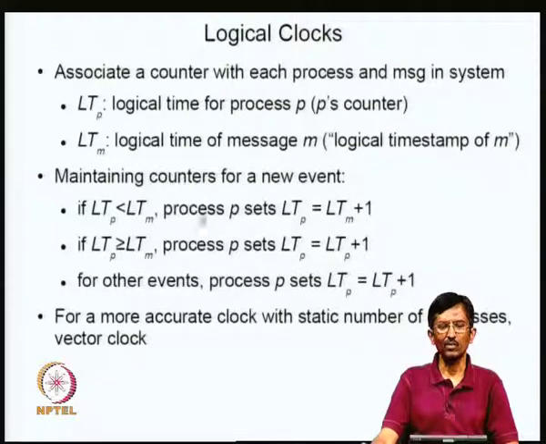Now, this kind of system works well if you have, let us say, a number of processes that keep on changing with time. It is dynamic. The number of processes in the system is dynamic. So, it is a very general model, but it turns out that more accurate clocks are possible with a static number of processes. It is called a vector clock.